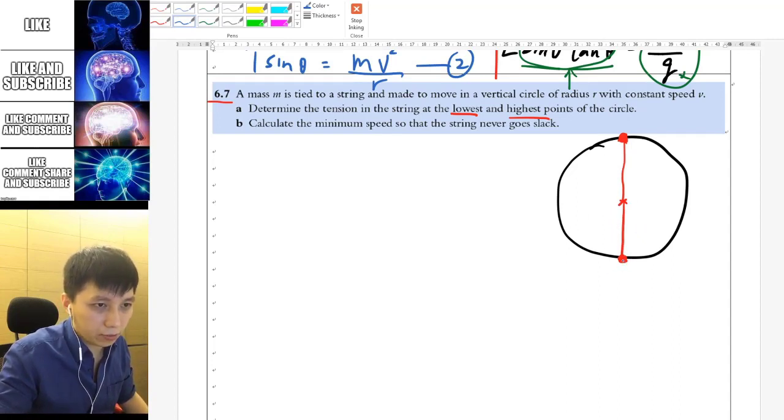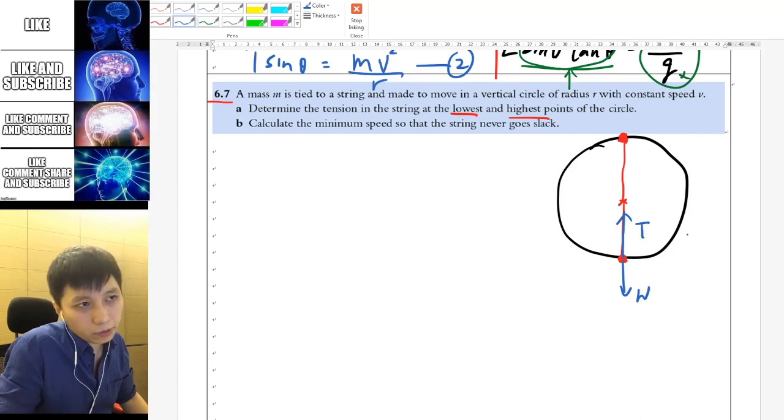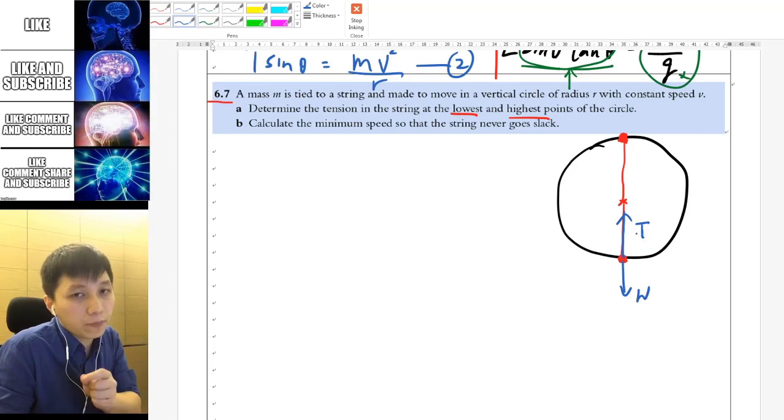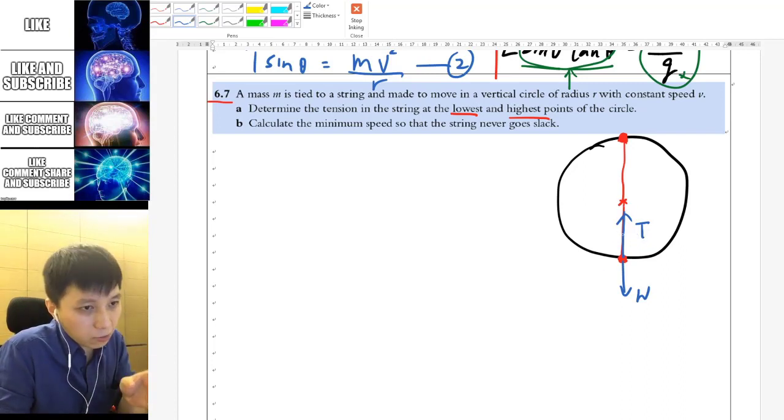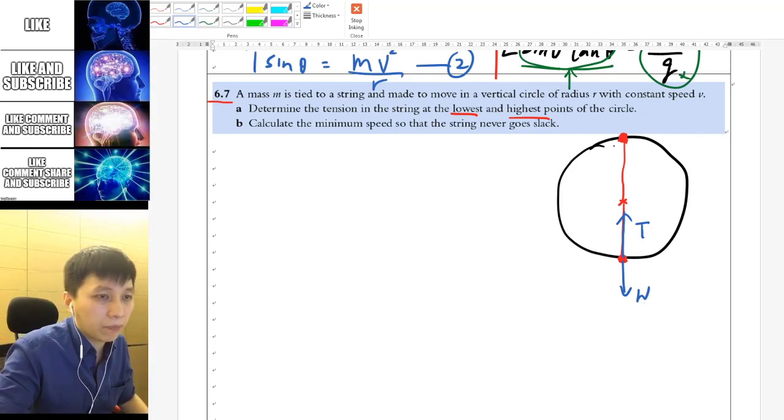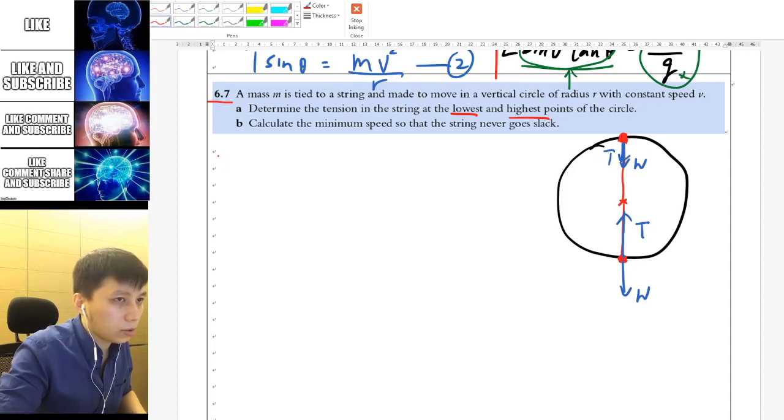So at the bottom, you have weight and you also have tension, T here. Notice that it's performing circular motion, so once again, there should be a net force pointing towards the center. Here at the bottom, you should have the tension greater than W in order to have the net force pointing towards the center. As for the top, it doesn't really matter a lot, right? So W and tension.